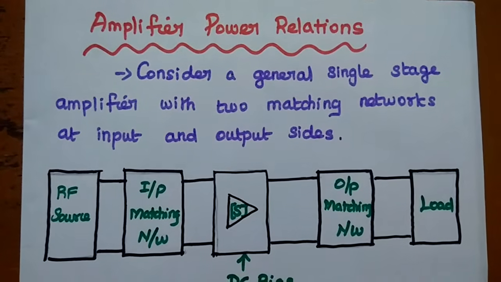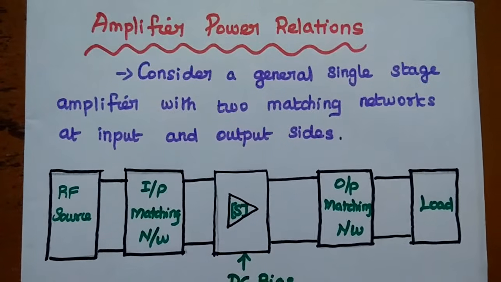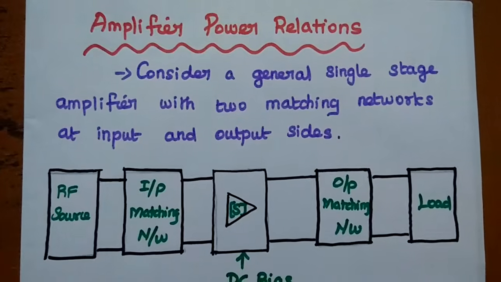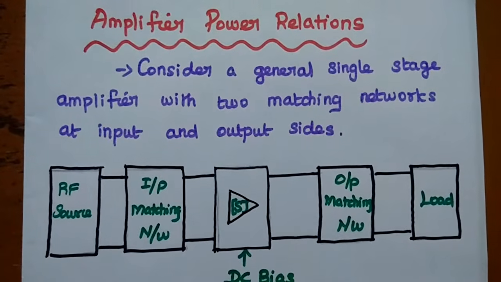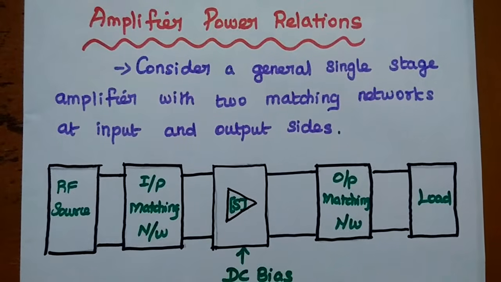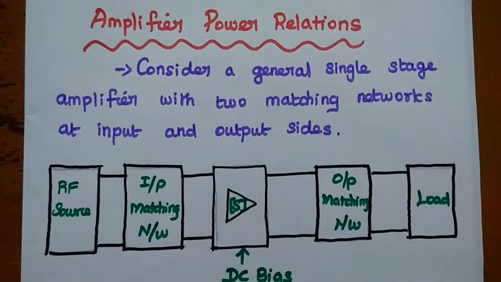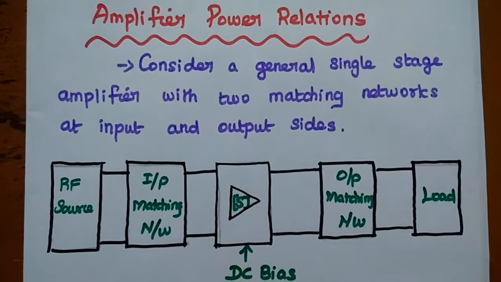Next we are going to discuss amplifier power relations. There are various power gains present in the different stages of an amplifier circuit. The power relations between the different stages are mainly used to analyze the stability of the amplifier.